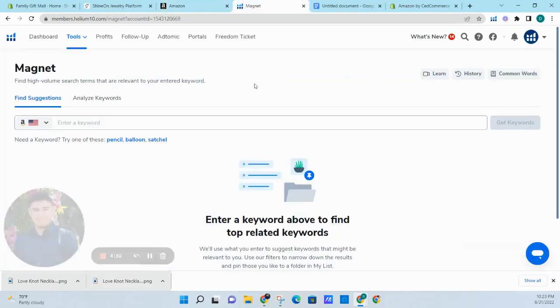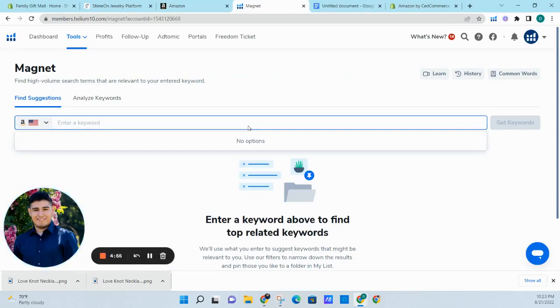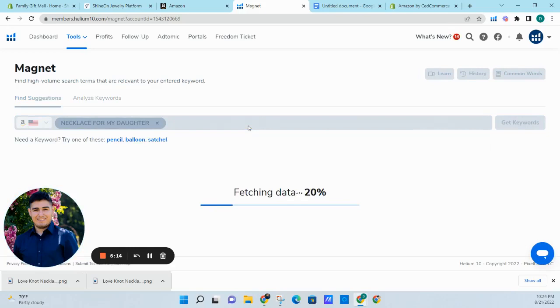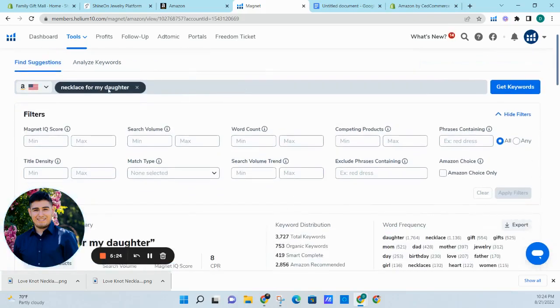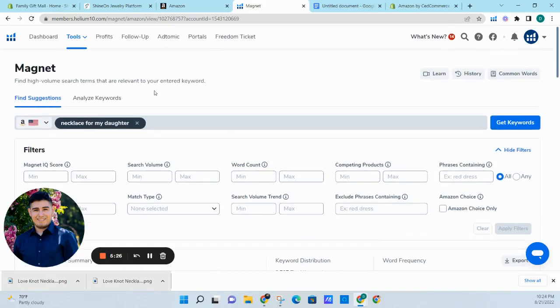And in Magnet, what you want to do is pretty much type whatever you would type on Amazon to find your product. So in this case, it's a gift for daughter. So I'll type daughter necklace or necklace for my daughter. Once you do that, Helium 10 is going to populate a lot of data that is highly relevant to the search that you enter.